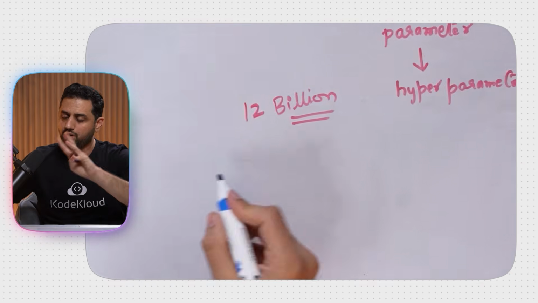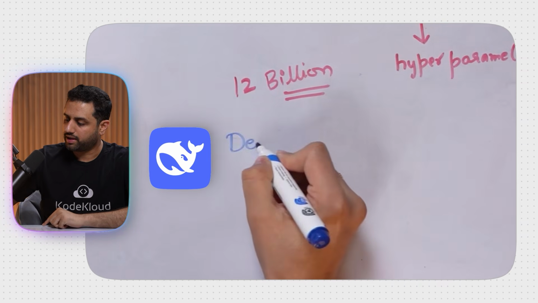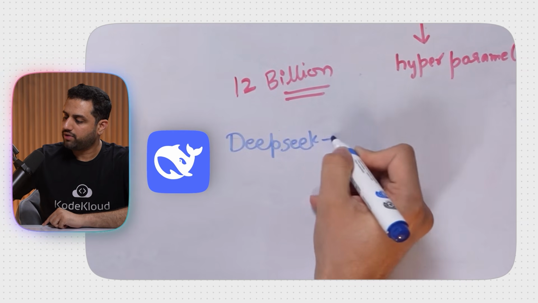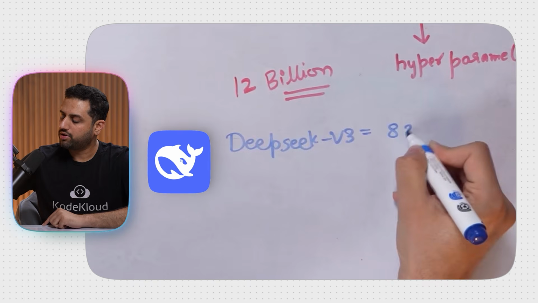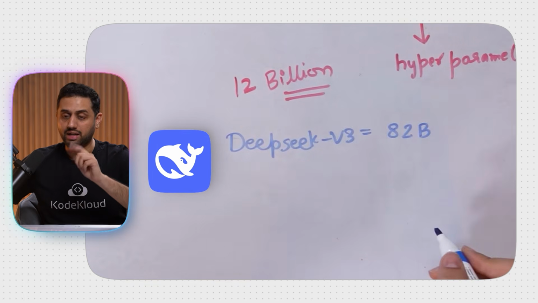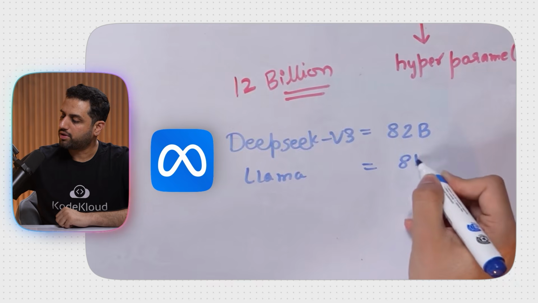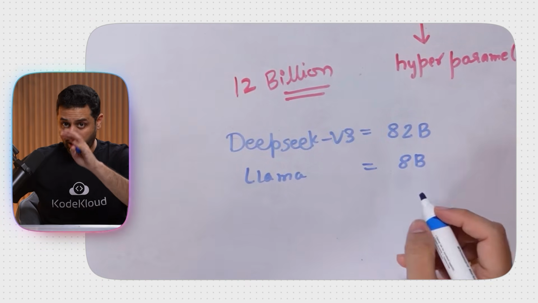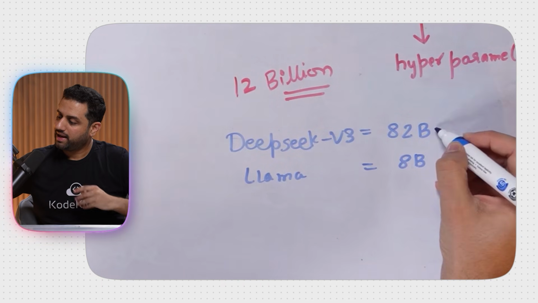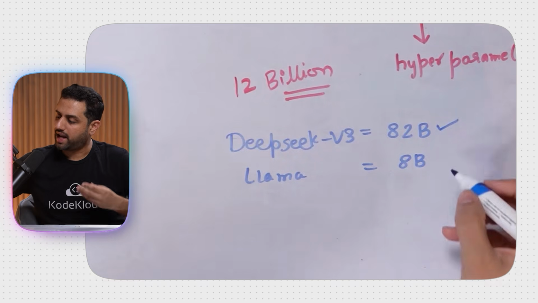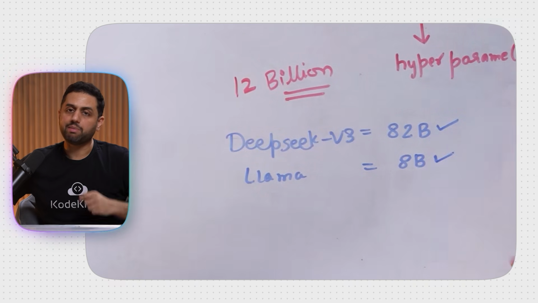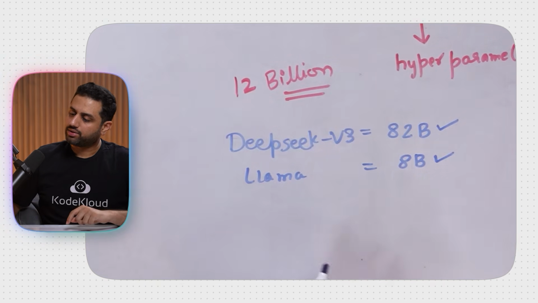Now let's take the example of a very famous model, DeepSeek. DeepSeek v3 has a hyperparameter tuning of 82b, okay? And the Llama models usually have 8b. When I say 82b, it's 82 billion, and when I say Llama is 8b, it's 8 billion. Now, the thing is, you as an end user usually won't get to fine-tune this, okay?